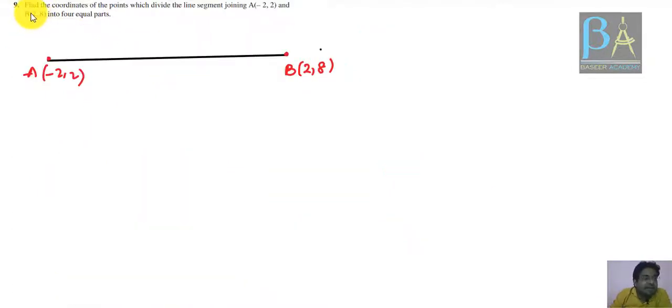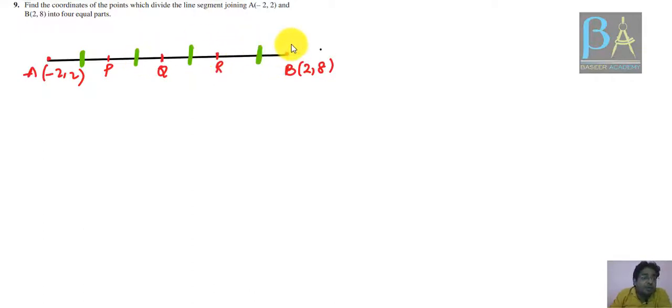Now in question number 9 it says, find the coordinates of the points which divide the line segment joining (-2, 2) and (2, 8) into 4 equal parts. So let us say I take this as point P, this as point Q, and this as point R. Let us say these three points are dividing the line segment AB into 4 equal parts. You can see for yourself, AP, PQ, QR and RB.